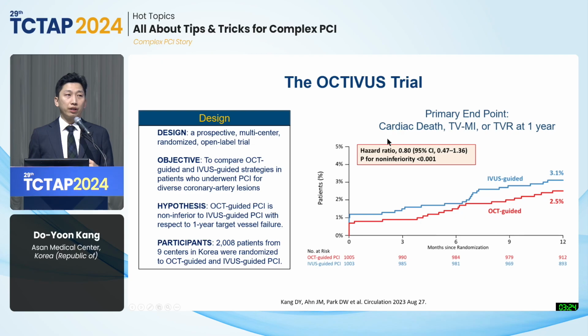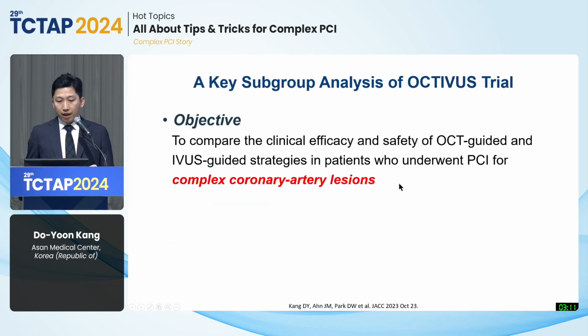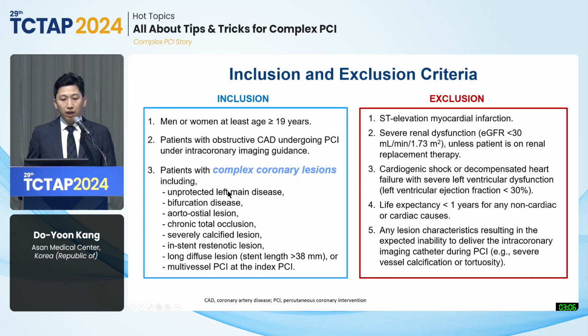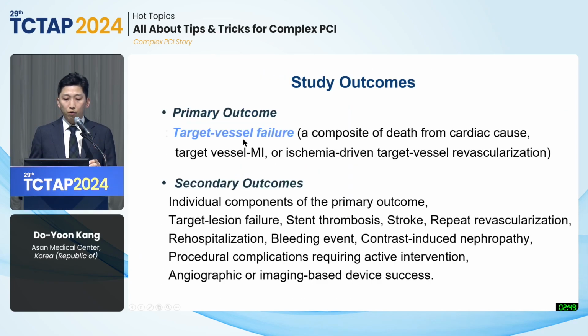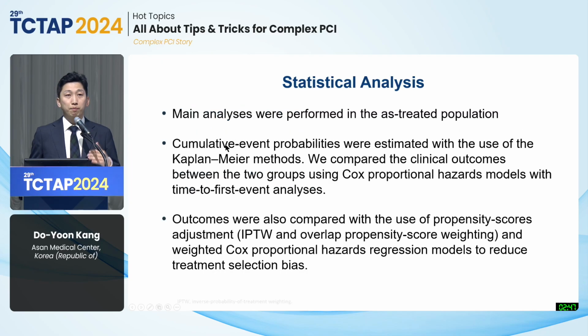And the OCTIVUS trial that we performed and presented last year compared OCT and IVUS-guided PCI in all-comer patients and showed non-inferiority of OCT-guided PCI. And we did a key subgroup analysis of the complex coronary artery lesions. Complex coronary artery lesions were defined as unprotected left main, bifurcation, aorto-ostial lesion, chronic total occlusion, severely calcified lesion, ISR, and long and multivessel PCI. And the study outcome was target vessel failure at maximal follow-up.